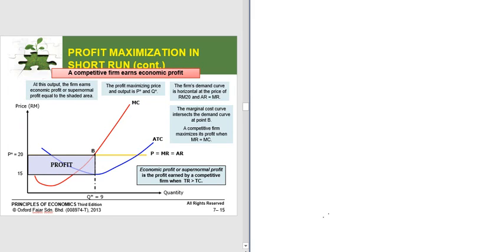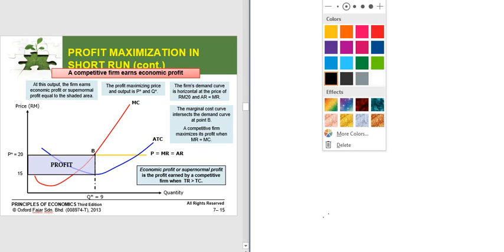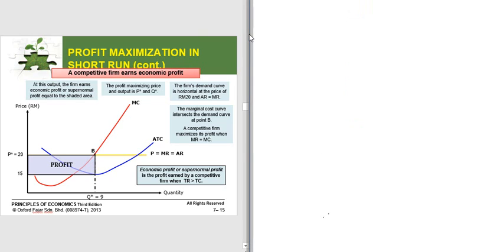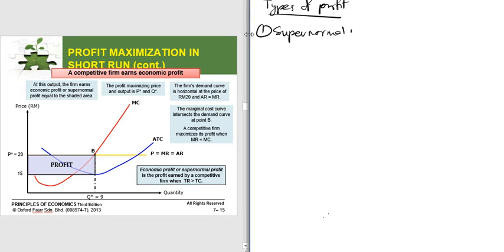Alright, so all the firms from all market structures, including perfect competition, monopolistic competition, as well as oligopoly, can earn different types of profit in the short run. So let me list down the types of profit here. The first one is supernormal profit, and then we have normal profit, and we also have subnormal profit.